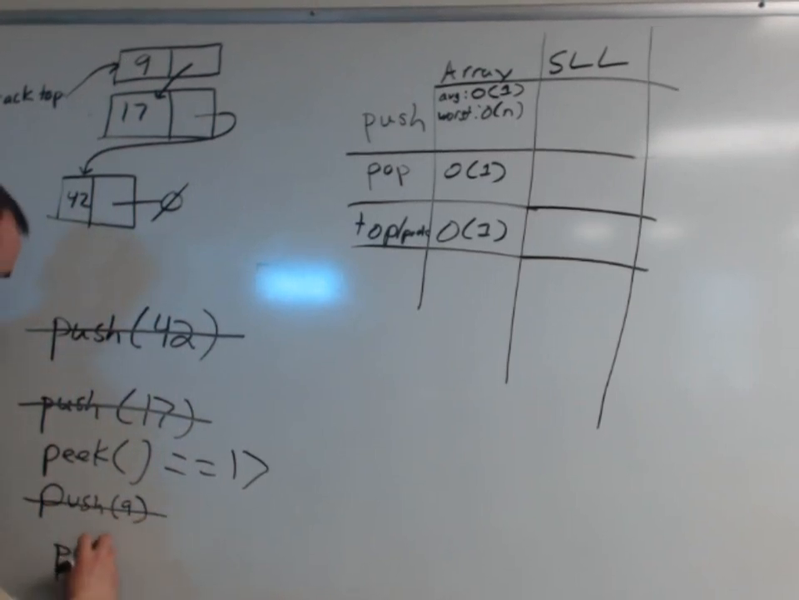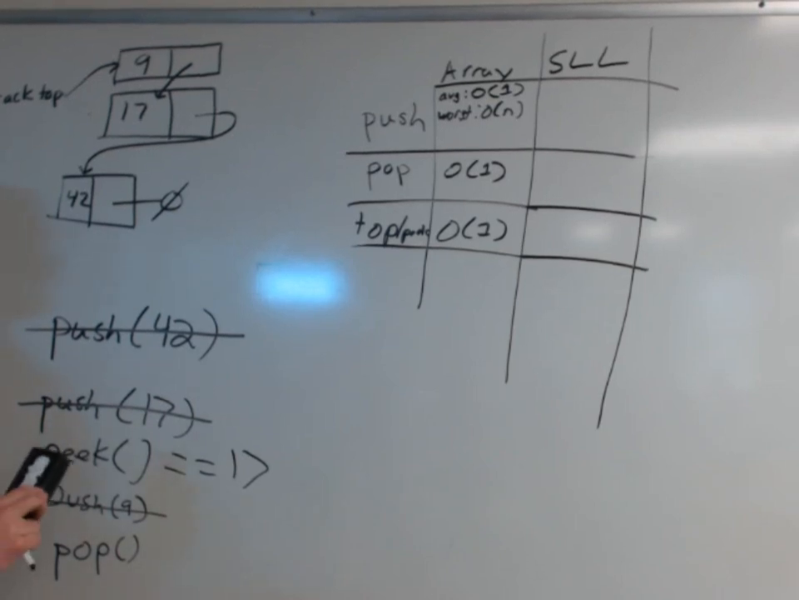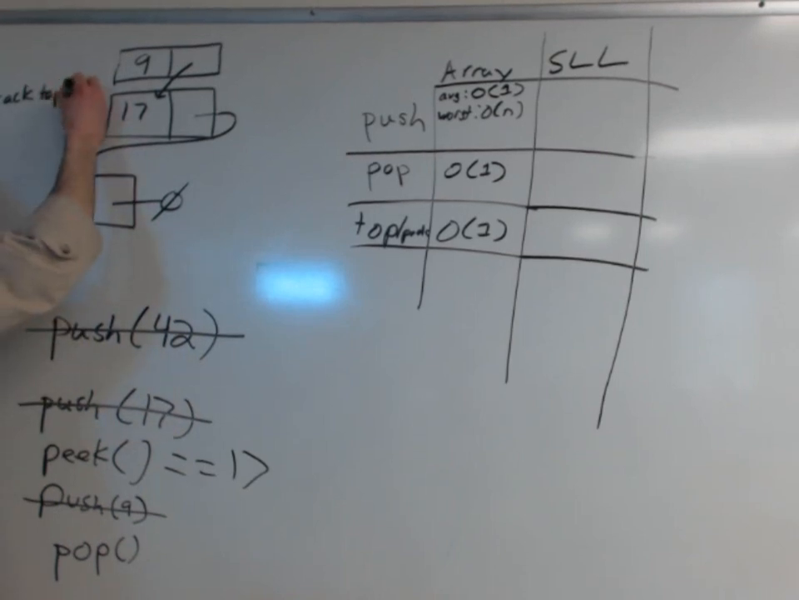Now let's do pop. To make the stack point to the next element, we just have stack pointer equal stack pointer->next. Right? But what else do we need to do? We need to delete 9, right?